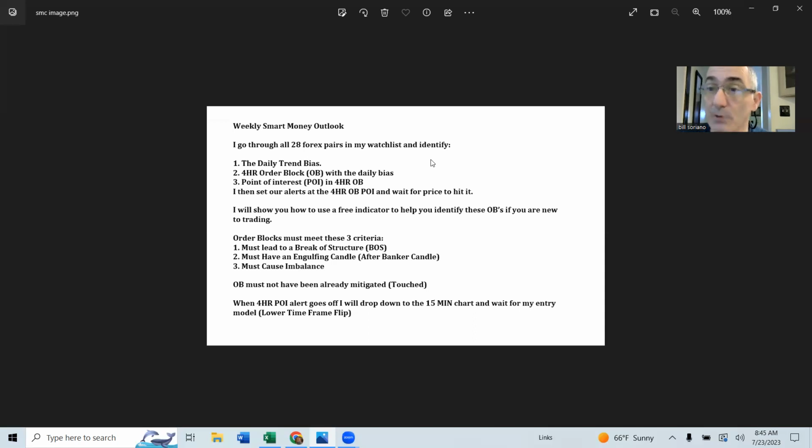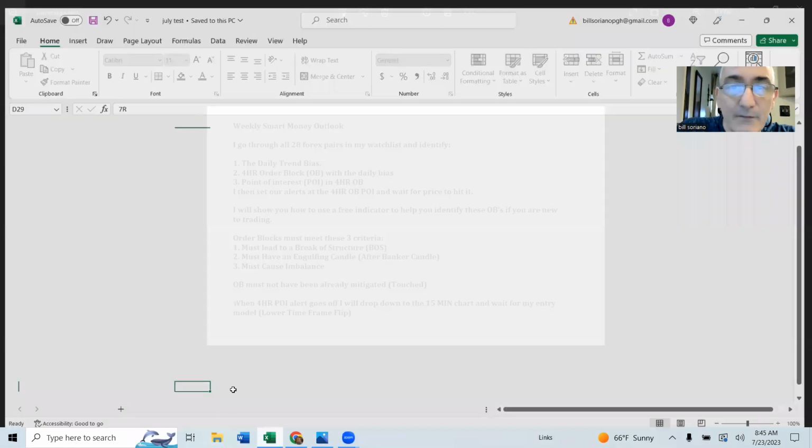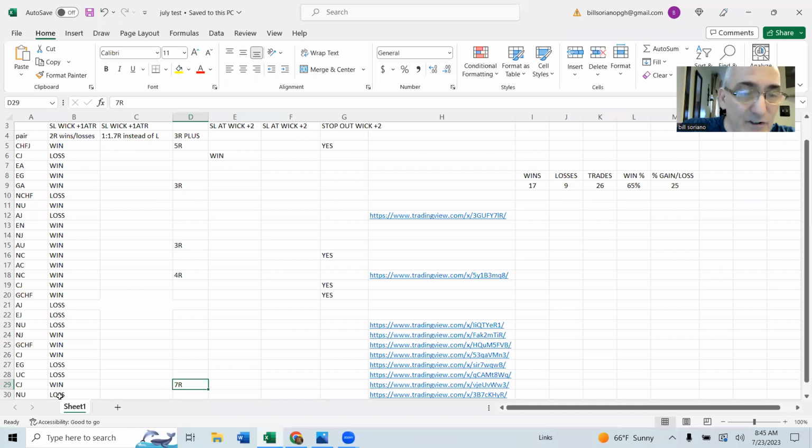And then, of course, part of our strategy: once that 4-hour point of interest alert goes off, we drop down to the 15-minute chart to look for our entry model, which is the lower time frame flip. Now, important to show you guys, in the month of July using this strategy, we are currently at 17 wins, 9 losses. So we've taken 26 trades. There were 26 trade opportunities.